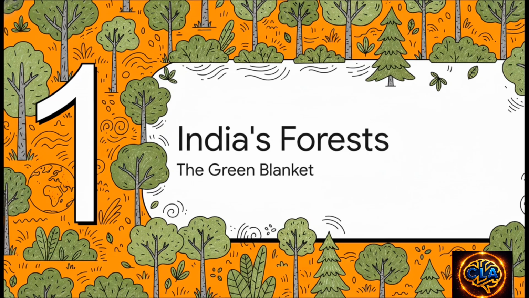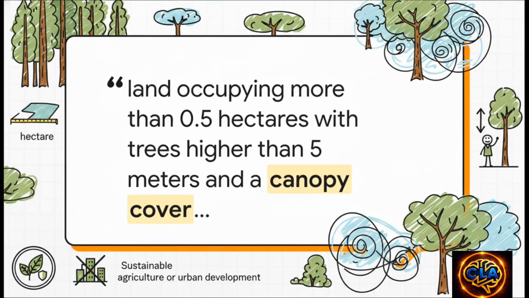Section 1. India's forests and grasslands, the green blanket. So when we talk about forests on a global scale, we're talking about massive ecosystems covering roughly 31% of our land area. But hey, a forest isn't just any random cluster of trees, right? For your exams, you'll want to remember how the UN Food and Agriculture Organization strictly defines it.